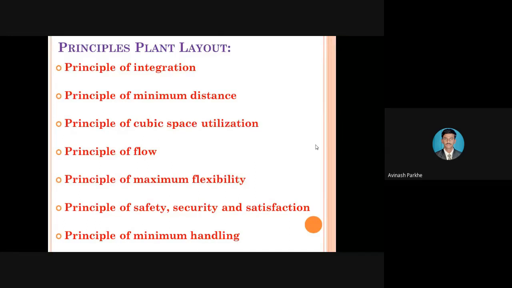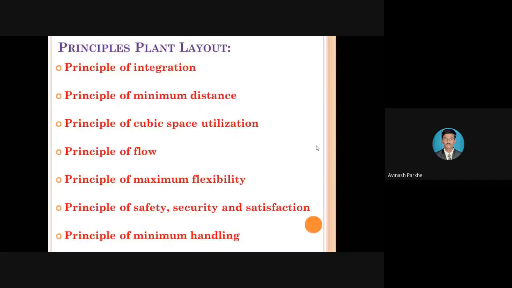Okay. So the first principle is very important. That is, the material should flow in the forward direction only. There should not be any backtracking. If backtracking of the material is taking place, the production time increases, production cost increases, and automatically it will affect your total productivity. Therefore, the fourth principle is called the principle of flow, where the material should be moved in the forward direction only after performing each and every operation. There should not be any backtracking.